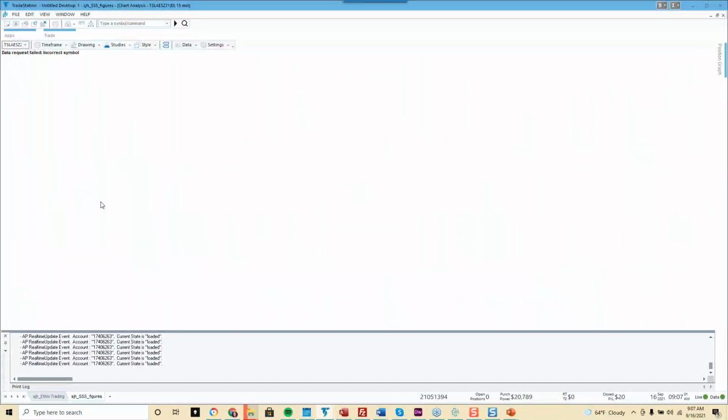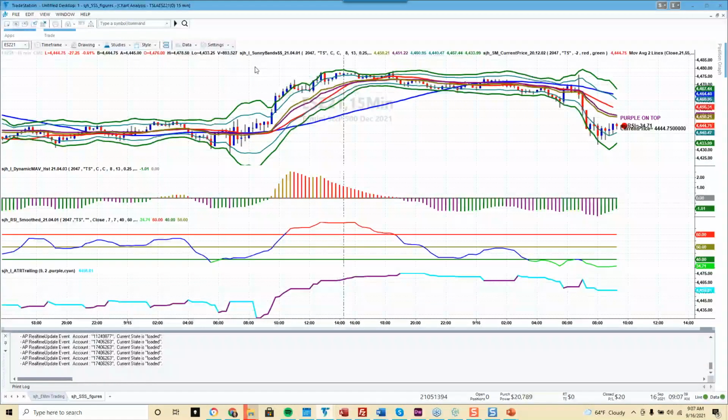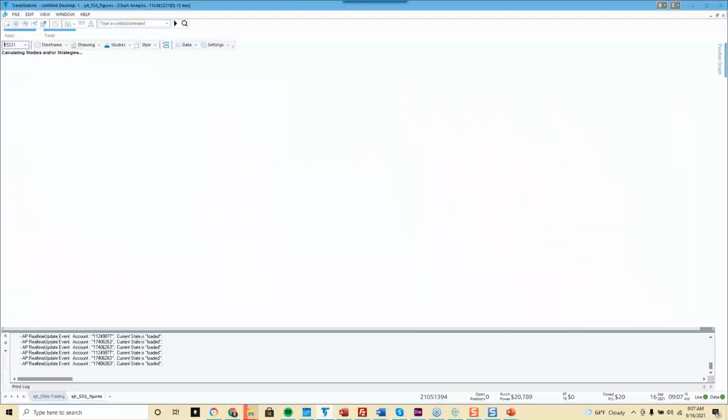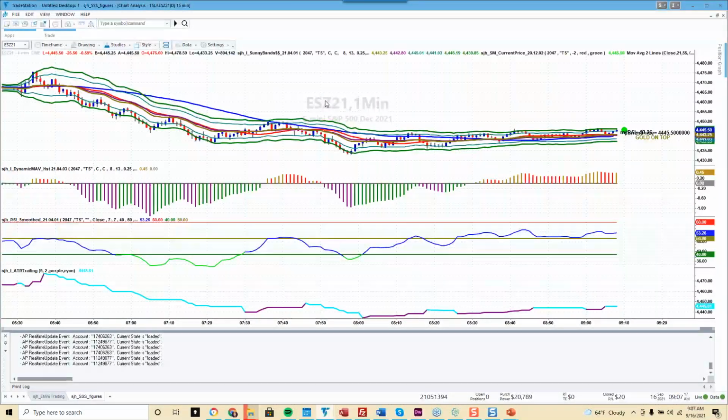ESZ21. Well, I started typing something else. Let's start by typing Tesla. So here we have the 15-minute chart of the EMini. I typically do a 1 minute chart of the EMini, and I add to that a 5-minute chart.